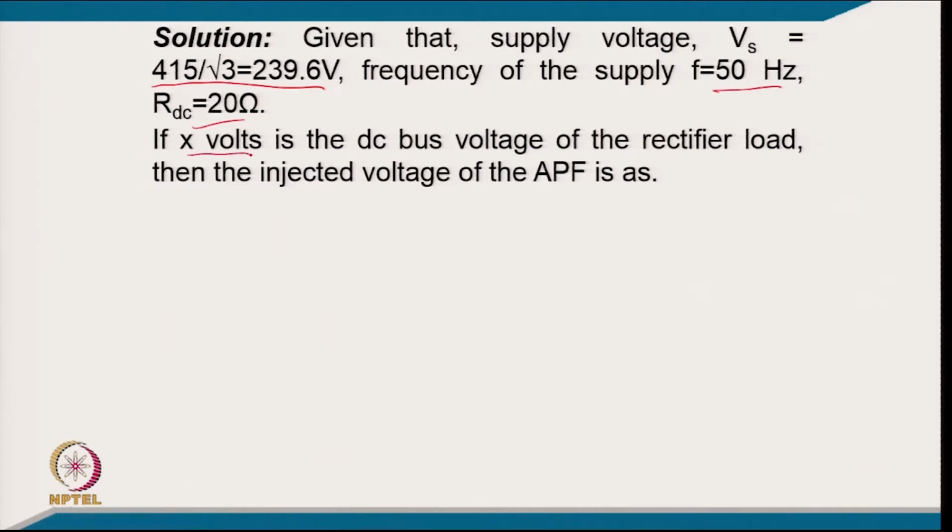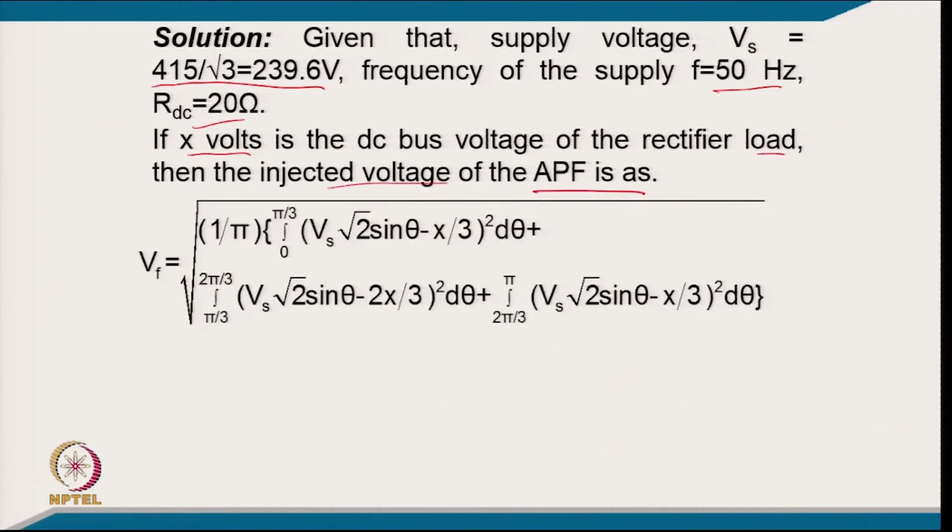So, if we consider x volt as the DC link voltage of the rectifier load, then the injected voltage of the APF is calculated in terms of x. Virtually there are 3 segments because it is symmetric about the 180 degree half cycle. So, it becomes 2 upon 2 pi: first segment 0 to pi by 3, Vs into root 2 sin theta minus x by 3, squared, plus second segment pi by 3 to 2 pi by 3, Vs into root 2 sin theta minus 2x by 3, squared, d theta, and third segment 2 pi by 3 to pi, again Vs into root 2 sin theta minus x by 3, squared, d theta.